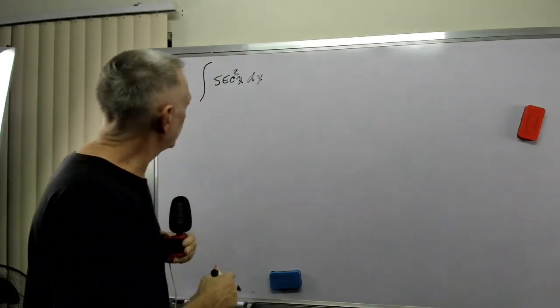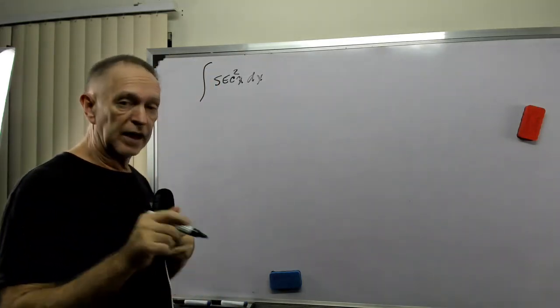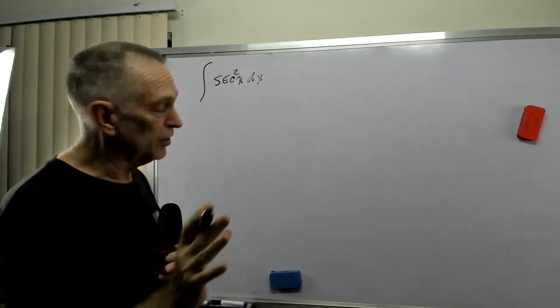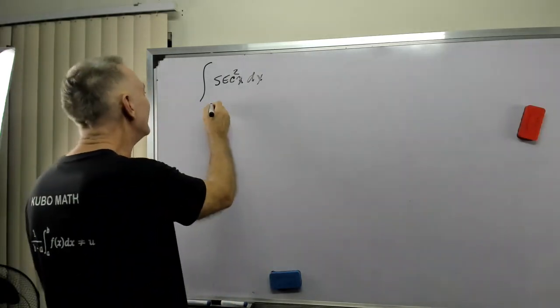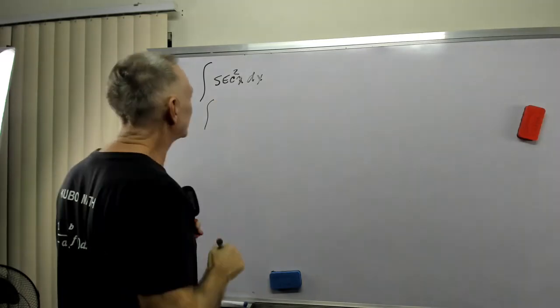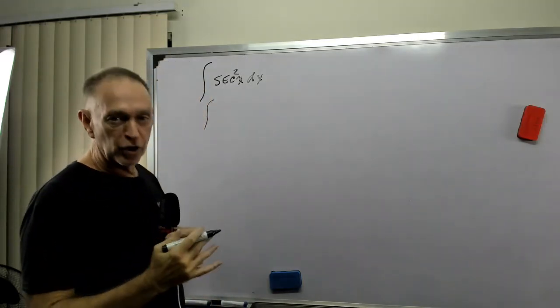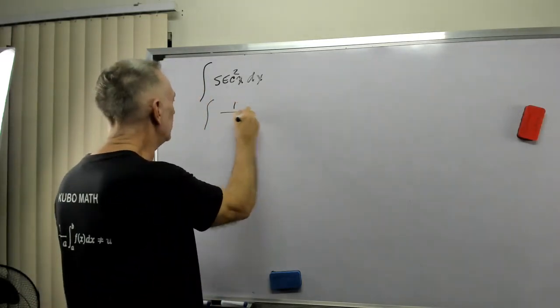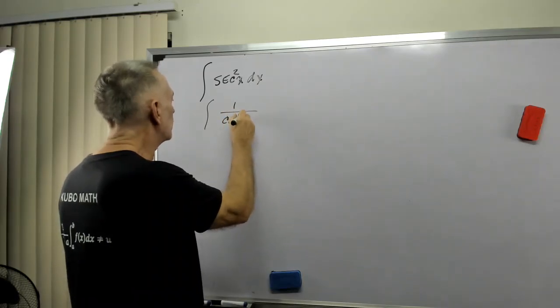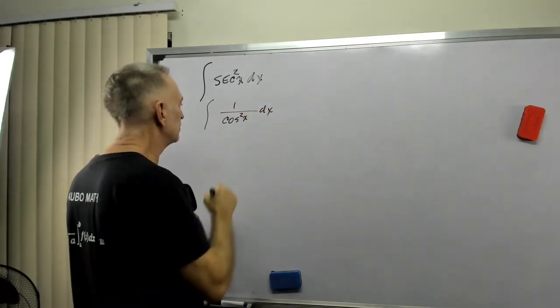Okay, so tonight, integral of secant squared x. This won't take long if you know the trick. All right, so what is secant? It's 1 over cosine, right? So we have 1 over cosine squared x dx.